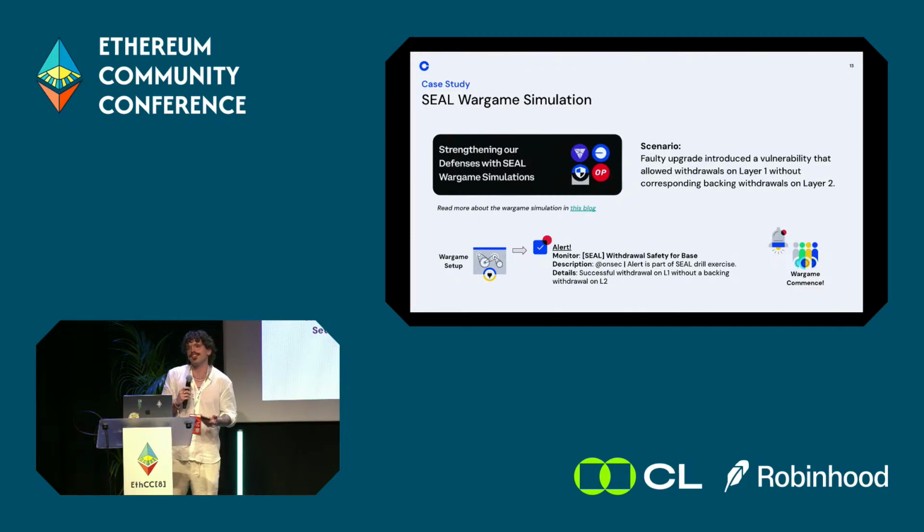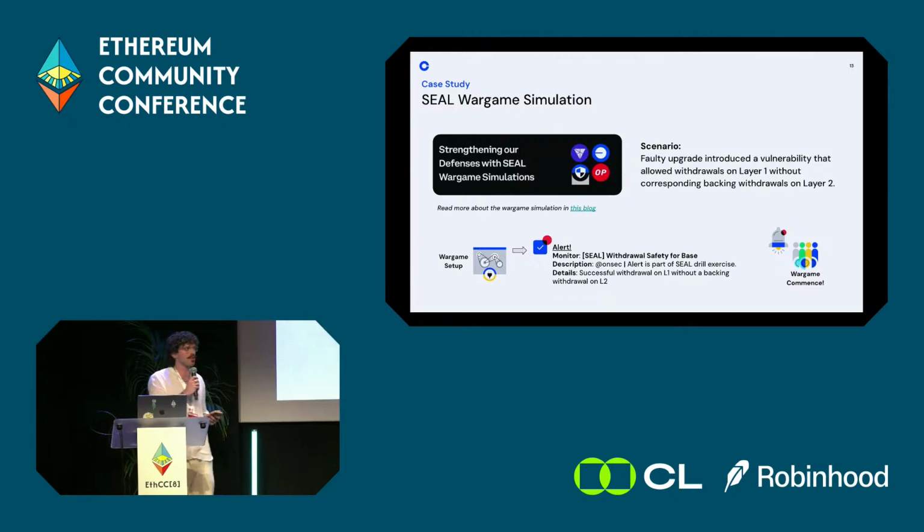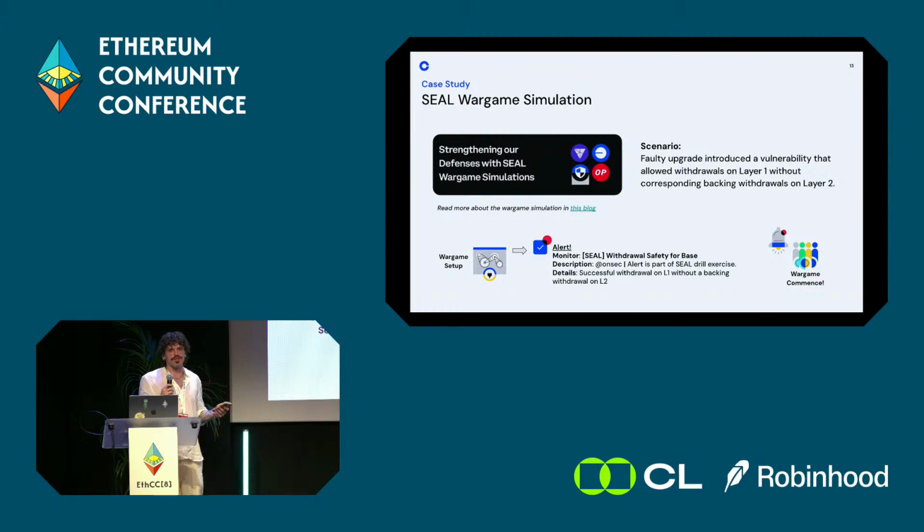So for those who don't know SEAL, I suggest you get to know them. They're the SEAL Alliance. They run tabletops. They also work across the industry to help resolve incidents as they occur. So the scenario that we executed with the SEAL team was a faulty upgrade that introduced a vulnerability, allowing withdrawals on layer 1 without a corresponding backing withdrawal on layer 2. We can split the tabletop into 3 phases. There's the setup, there's actually getting the alert, and there's conducting the war room and starting the incident.